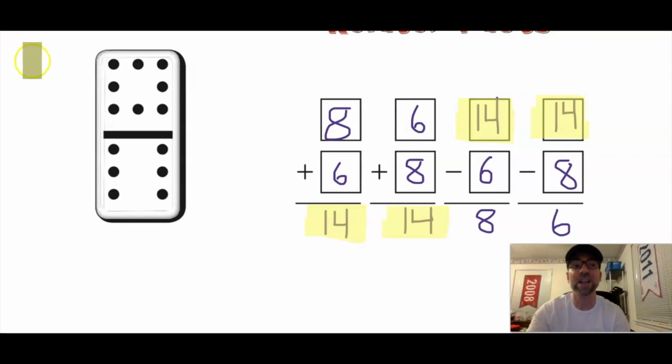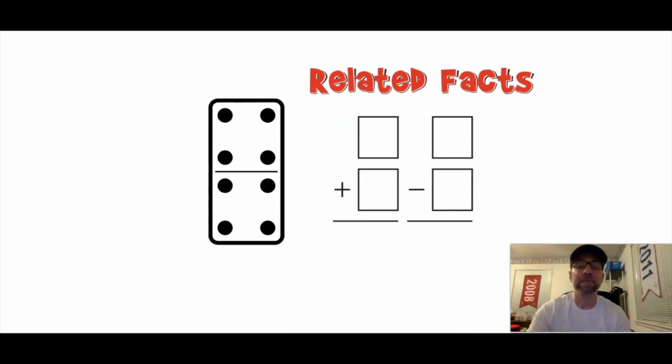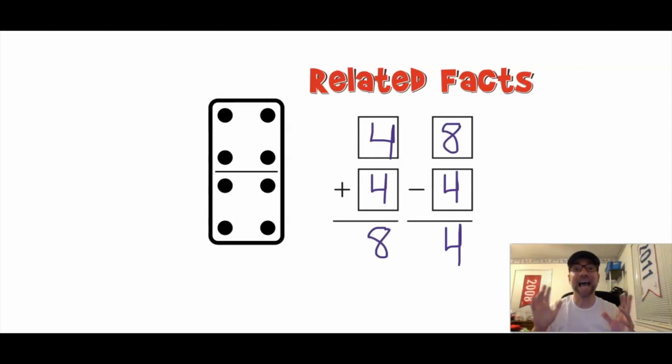Let's try another. This time, there's only 2 related facts. I want to see if you can find both. One will be addition, and one will be subtraction. And then I'm going to ask, how come there's only 2 and not 4? Go ahead and press that pause button as you complete this practice problem. Let's see how you did.